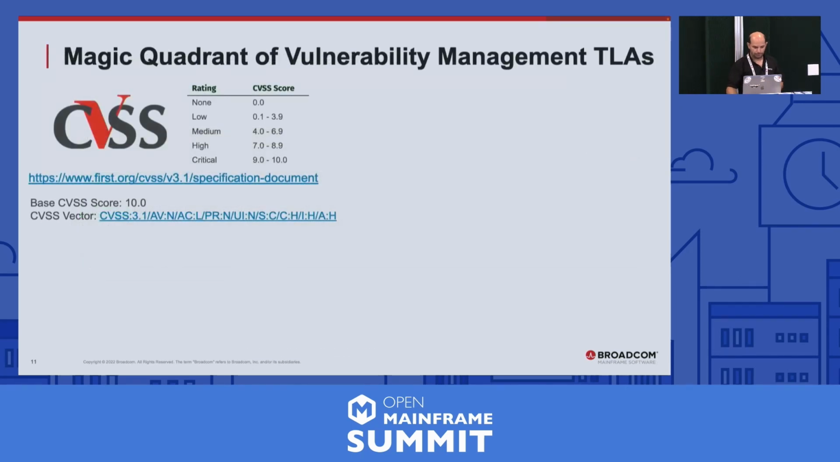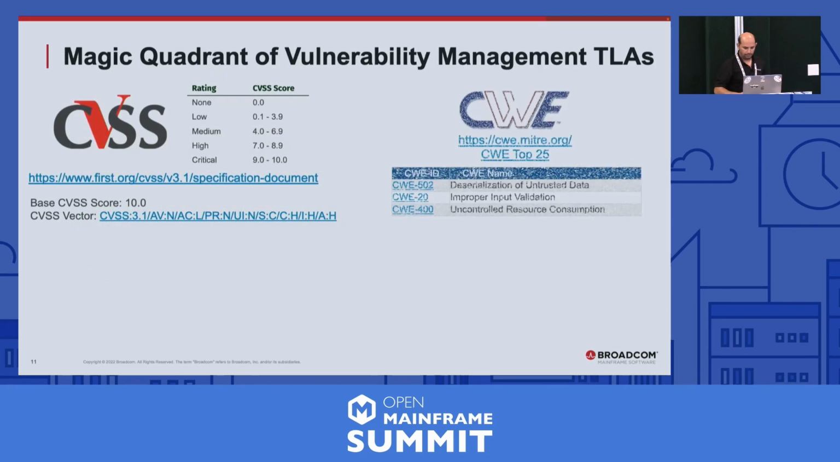Okay, so we've covered CVSS. Next three-letter acronym we're going to talk about is CWE, Common Weakness Enumeration. This is a community-developed, think of it as a dictionary or an encyclopedia of software vulnerability types. So you've probably heard about things like SQL injection, right? Or improper input validation and things like that.